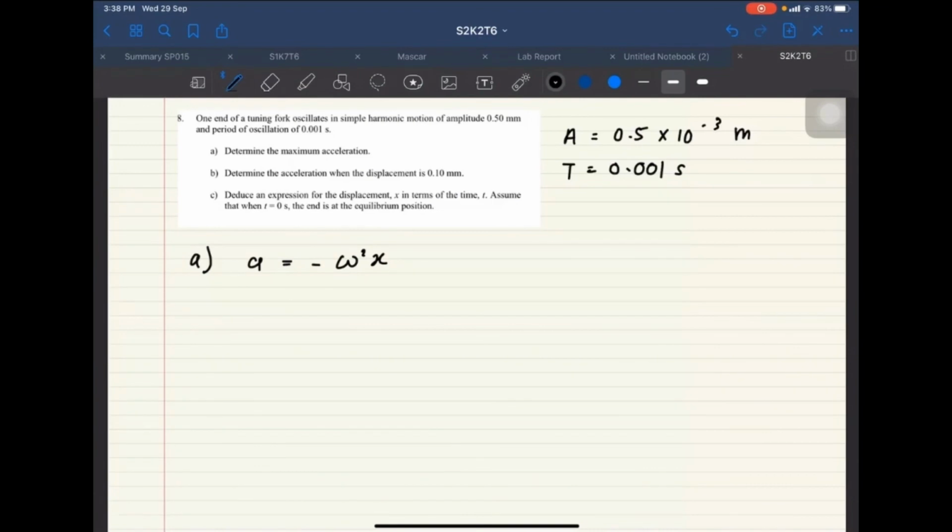So a ni akan jadi maksimum kalau x tu sama dengan apa dia? Amplitude kan? Yeah, amplitude. Okay, so now kita masukkan je lah. Negatif omega squared. Macam mana cari omega? Period dulu cari. Guna formula 2 pi over T. Okay, good. 2 pi over T. So, amplitude. Saya biarkan sekejap.